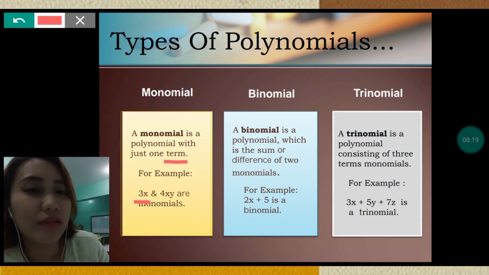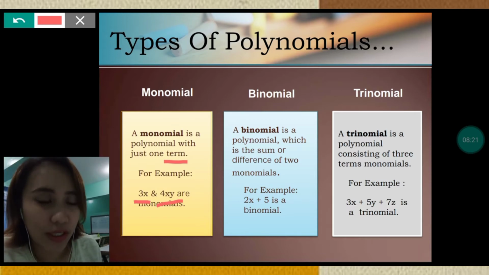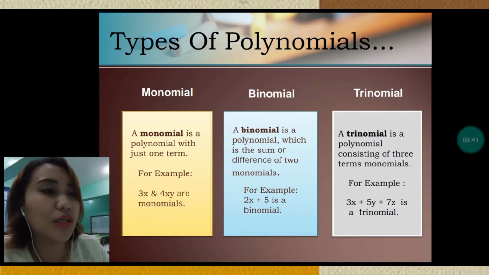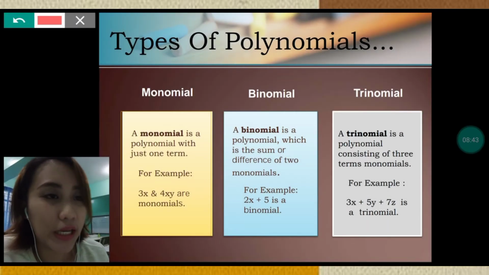Another, we have 4xy. So that is also an example of a monomial. So as long as the coefficient and the variable are placed side by side, that can be considered as only one term. Okay, so next we have what we call a binomial.